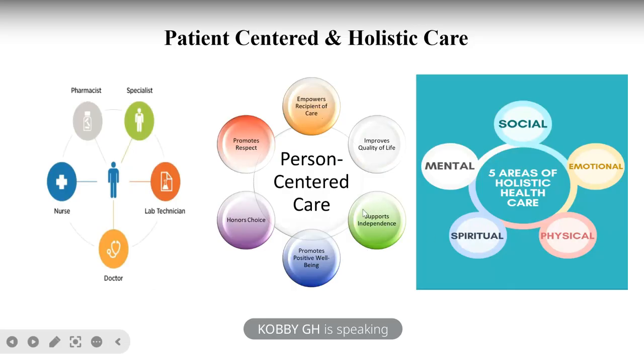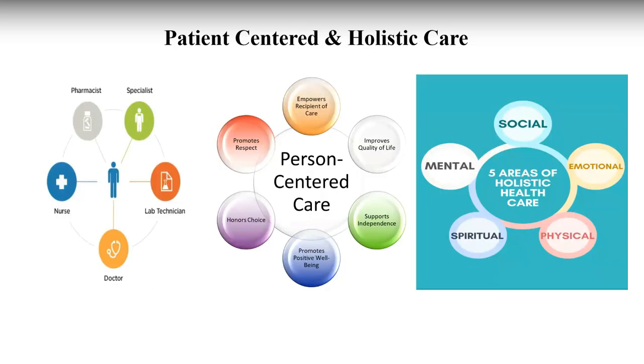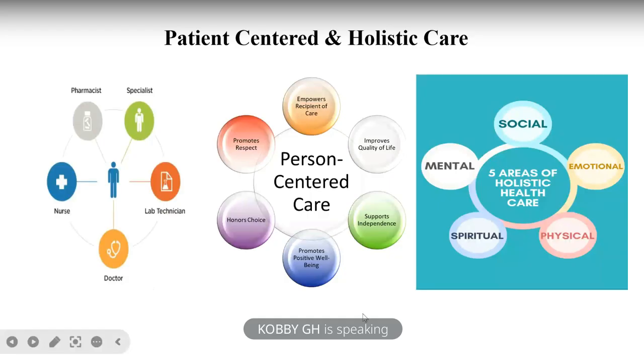You are able to support the patient's independence. Your focus will be on the fact that you want to care for the patient to become independent. You also promote positive well-being. Is that okay? Good. And these are the 5 areas of holistic care. What are the areas? Mental health, social health, emotional health, physical health, and then spiritual health. These are the 5 areas of holistic health care.